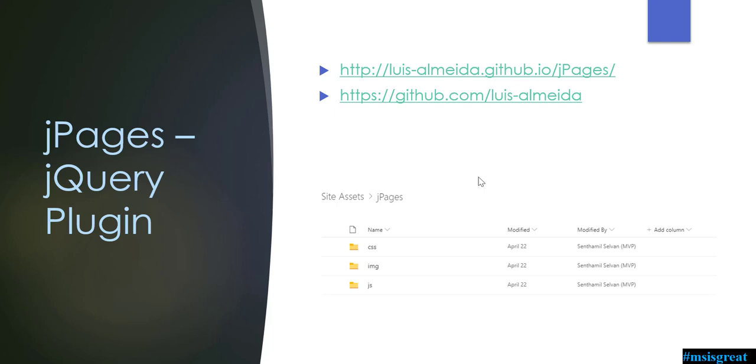You can see the bottom image, which is the CSS, image and the JS. All the assets from jPages I just uploaded there. Why? Because jPages doesn't have any npm command to install it into your SPFx. So the only way to install it is just copy and paste into your SharePoint folder.